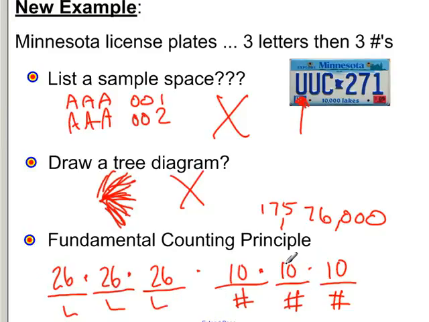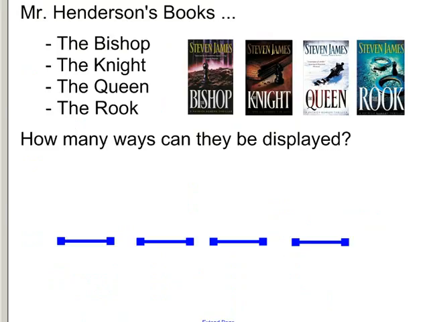Okay, so that's just an example of where the fundamental counting principle would be much more beneficial than a tree diagram or trying to list them all by hand. All right, so moving on. Take a look at this.